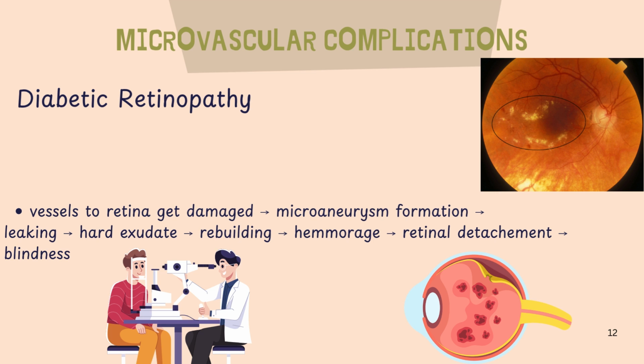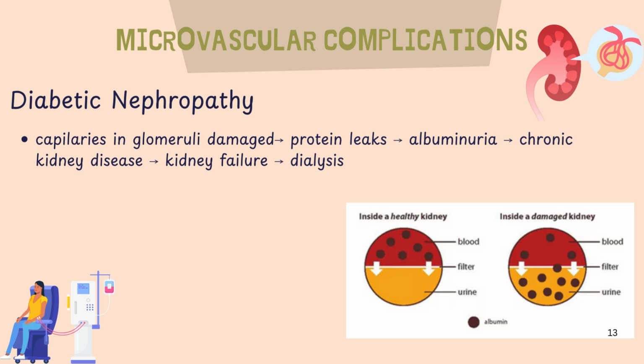So we want to catch this before vision is lost, and we recommend for our diabetic patients to have a dilated eye exam every year. Let's talk about our kidneys. Diabetic nephropathy is essentially the same process, but in the tiny filtering units in the kidneys, the glomeruli. And the glomeruli take a hit here.